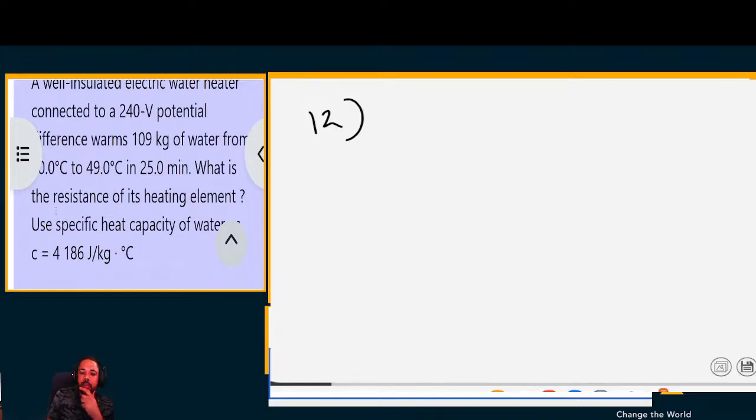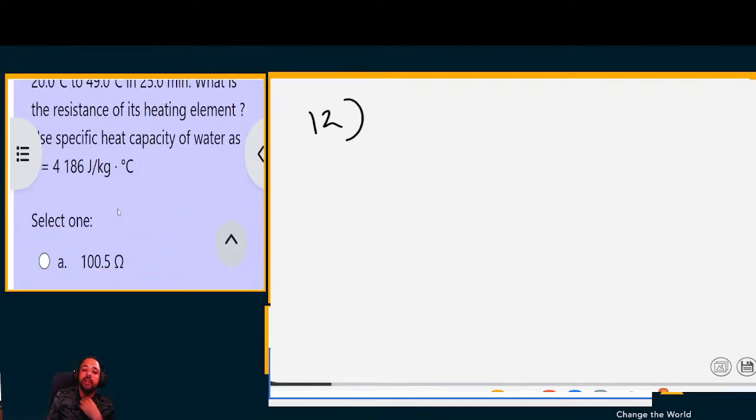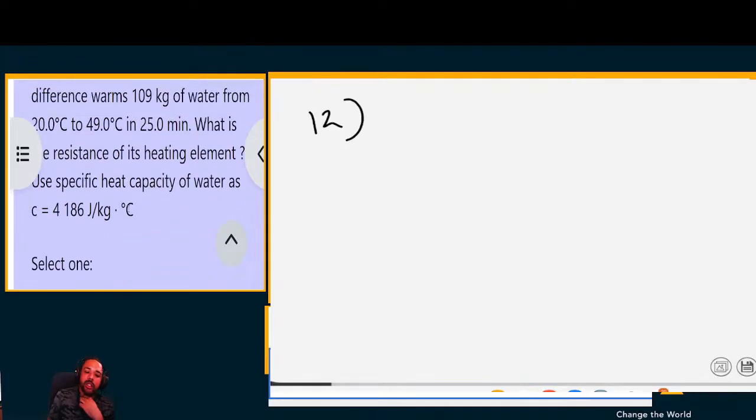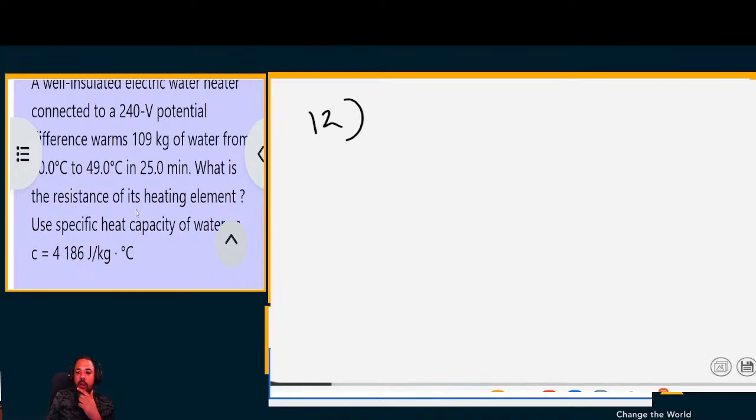Okay, so they want what is the resistance of that heating element, and they tell us to use the specific heat capacity of water as 4186 joules per kilogram degree Celsius. Now we all know that that's the highest naturally occurring specific heat capacitance.